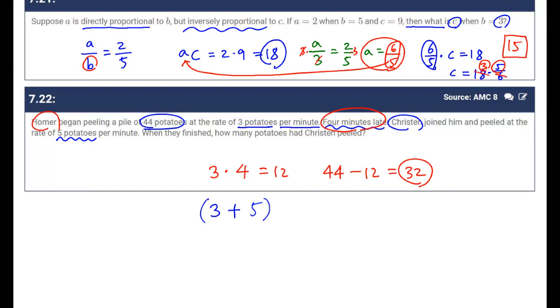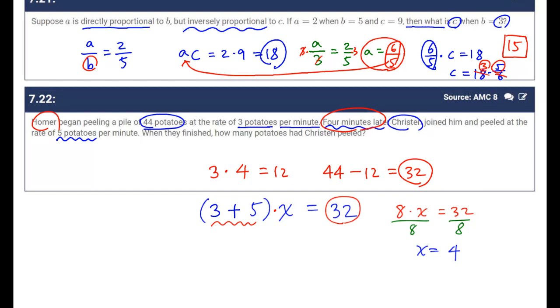Now, how many minutes should be multiplied so that they can peel all the rest of the potatoes, which is 32. So this will be number of potatoes per minute working together multiplied by the number of minutes that is unknown should give you 32. That's simple, right? 3 plus 5 is 8, times x equals 32. Dividing both sides by 8, that gives you x equals 4.